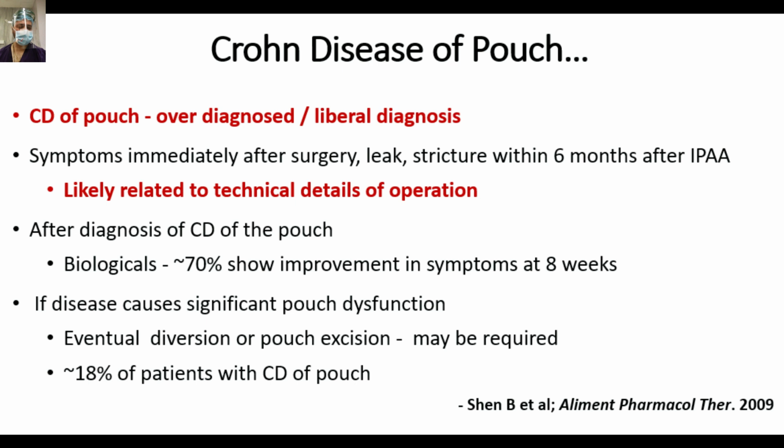If histologically we have confirmed the diagnosis, then biologicals are a very good treatment strategy, and 70% of patients will show improvement within 8 months, and that can lead to pouch salvage, and excision can be avoided.